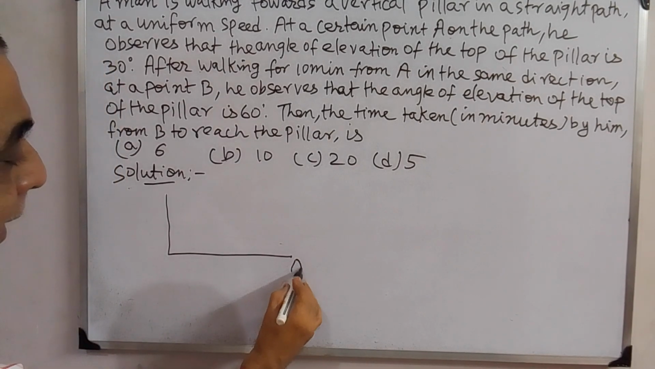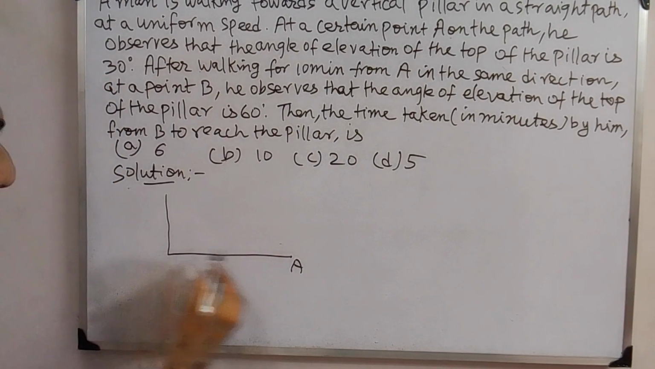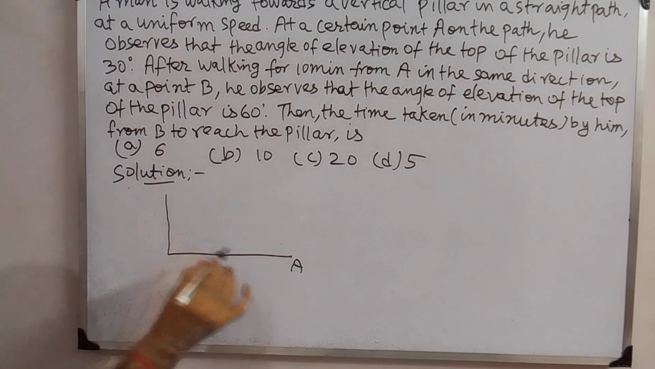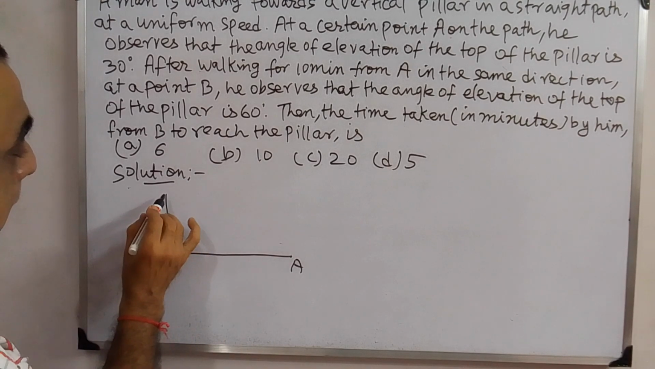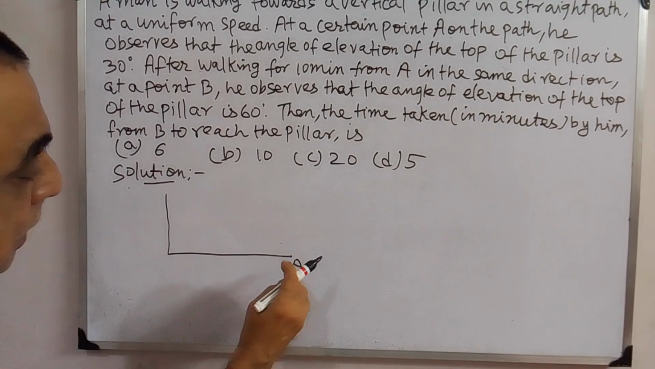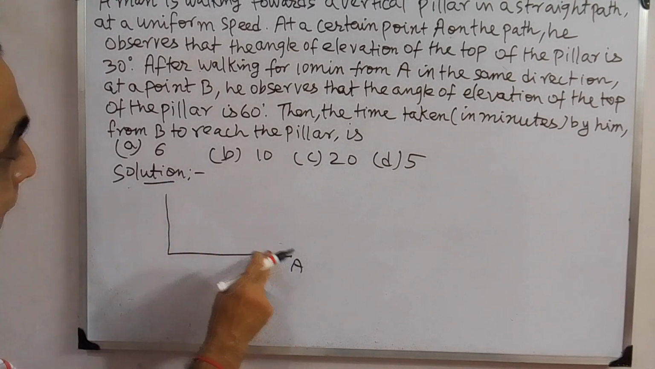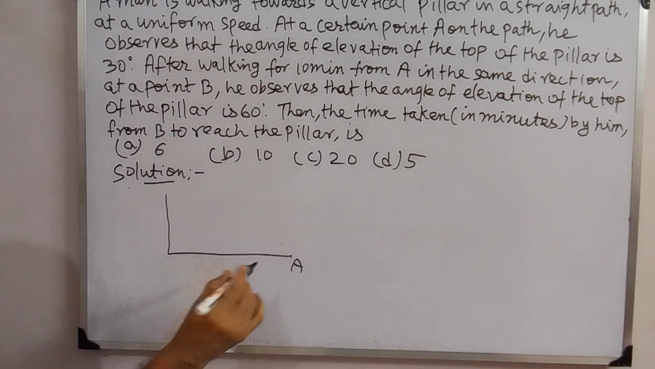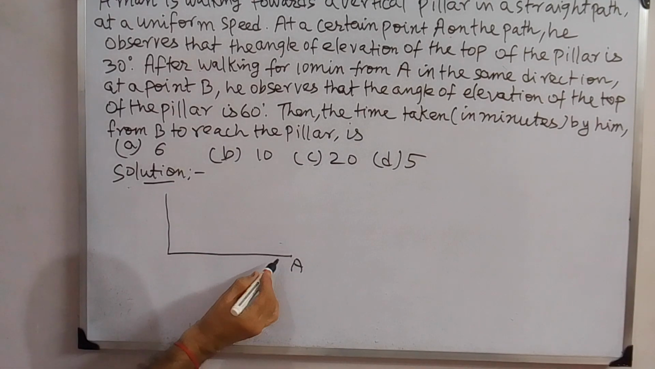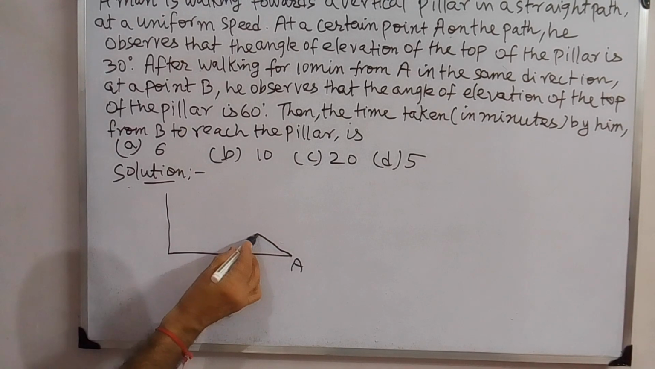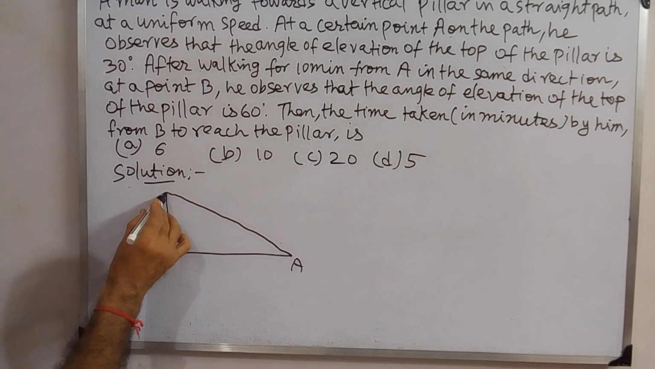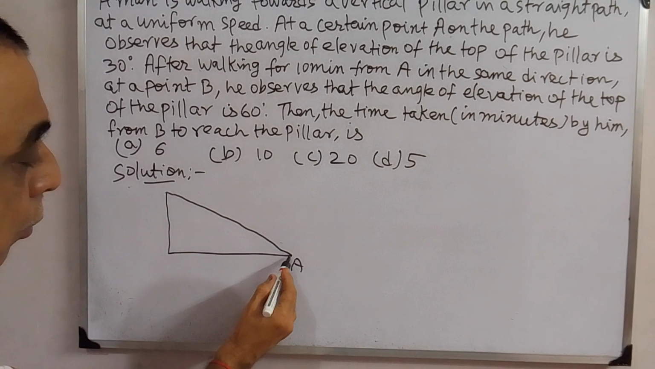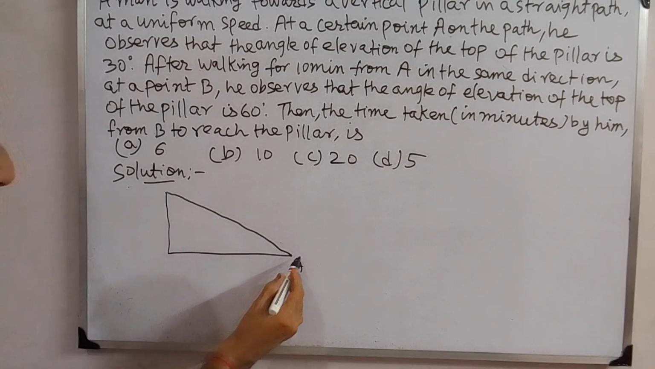So suppose this is A point, in a straight path going towards the base of the pillar. Now elevation means what? That means the line of sight, the angle between the line of sight and the horizontal line passing through the eye. Suppose this is the eye of the person. So the line of sight will be the line joining the eye with the top of the pillar, and the horizontal line passing through the eye will be this line.